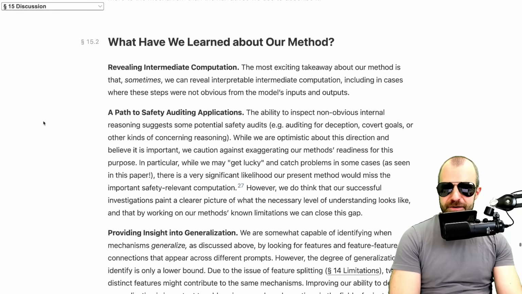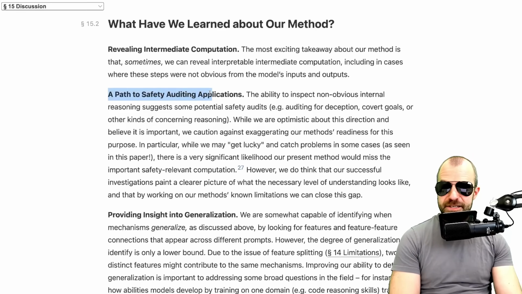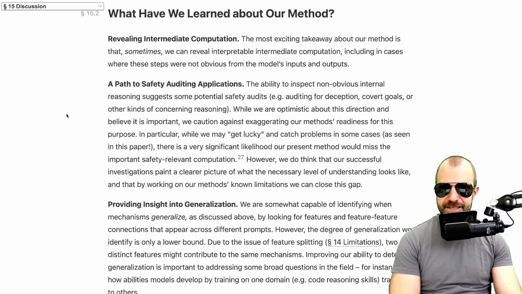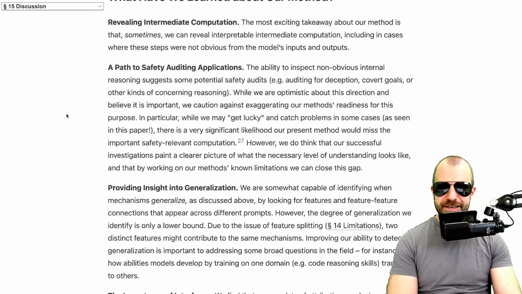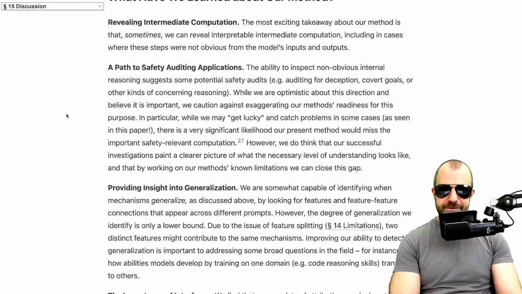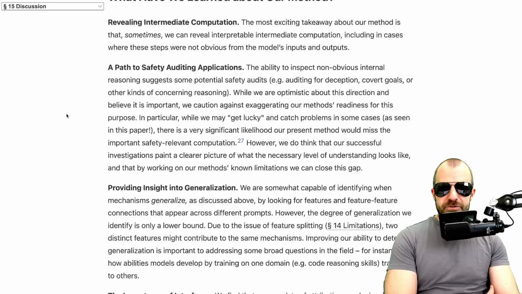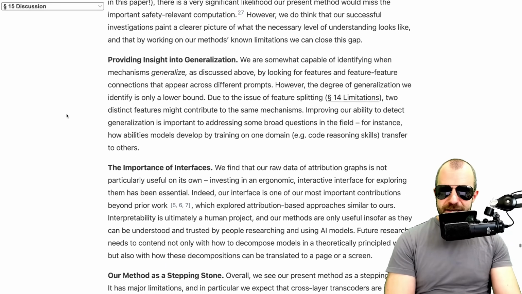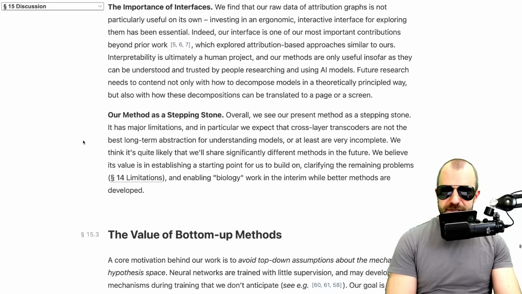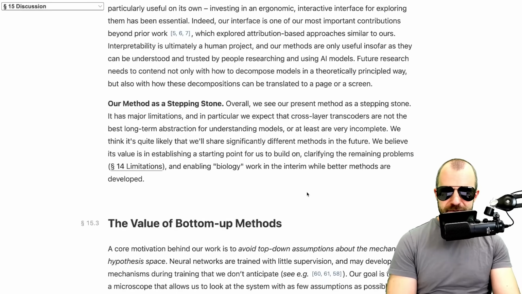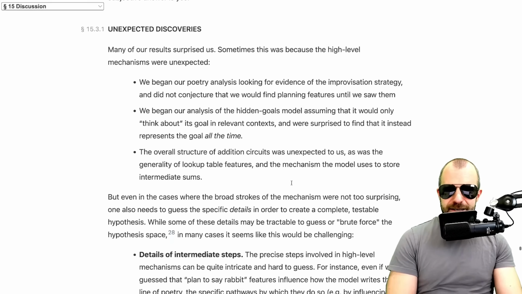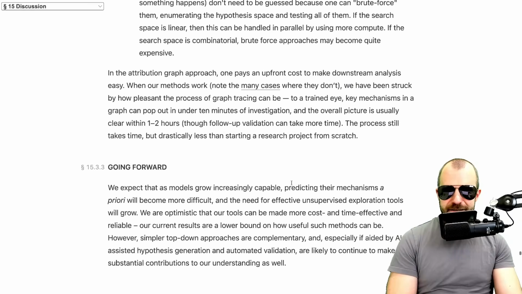What have we learned about our method? A path to safety auditing applications. Here we go. That's where we make our pitch, right? So at the end here, hey, regulators, we're the ones that you should trust, providing insight. Of course, our method is a stepping stone to understanding all of these things.